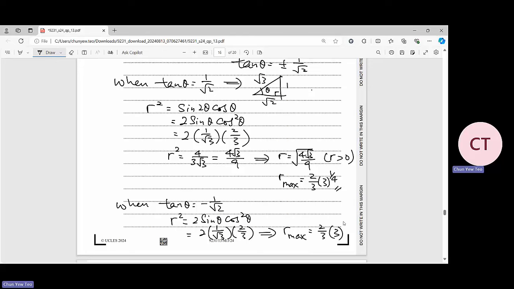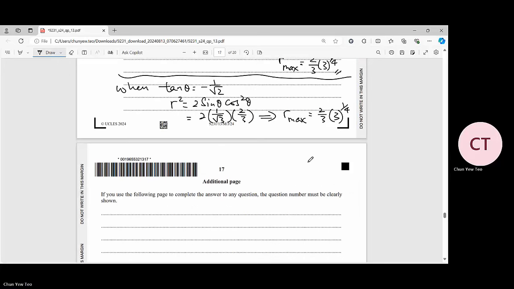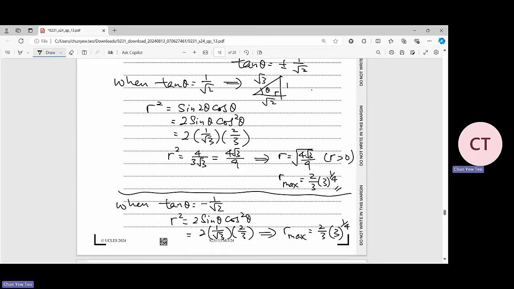So that means there's no need for you to consider the tangent theta equal to negative 1 over root 2. Okay, so I think this is good enough, but if you want to be safe, you need to verify it again for tangent theta equal to negative 1 over root 2. So that's it. And this is the last part of this question number 7.